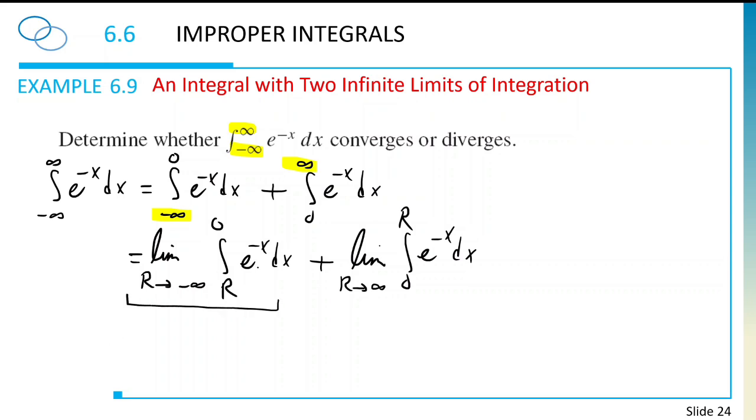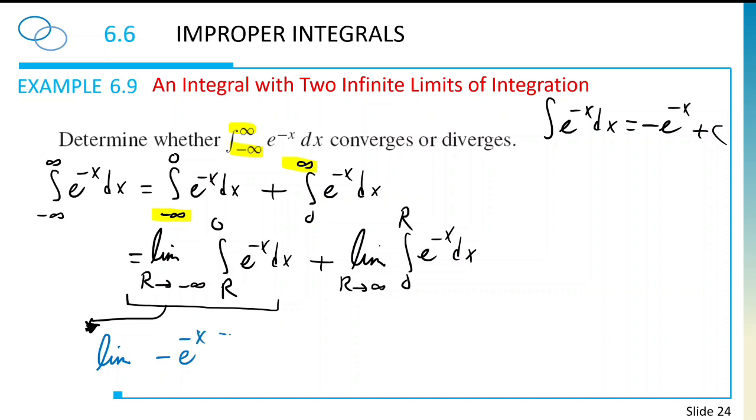This integration is easy, no need to prepare. We know that the integral of e to the power of negative x dx equals what? Negative e to the power of negative x. So it's straightforward. Okay, I'll deal with the first one. So it equals the limit, the integration is negative e to the negative x from r to 0, as r approaches negative infinity. And this equals, I'll keep the limit.